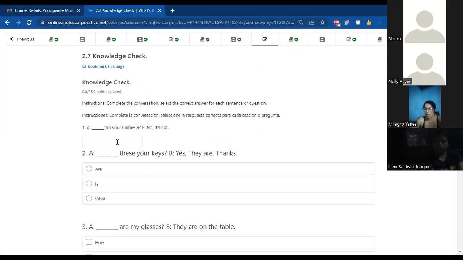Now we have this one. For example, we have instructions, complete the conversation, select the answers for each sentence. In this one, you're going to use, for example, umbrella. You're gonna use what? What is the word that is missing here? ¿Qué palabra hace falta?